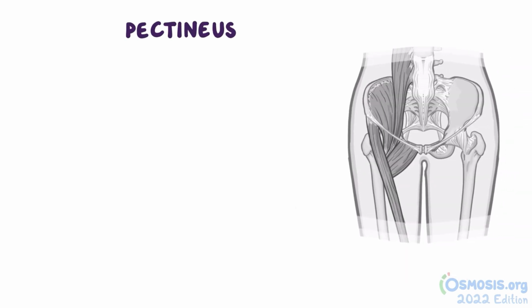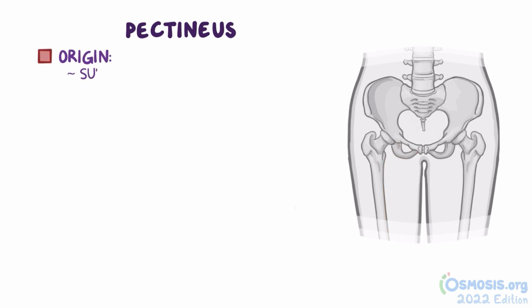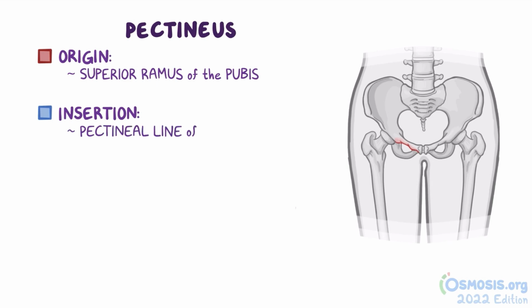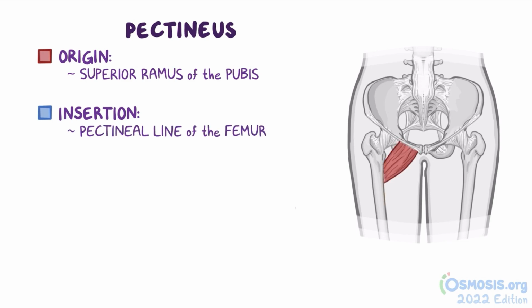The pectineus is an almost rectangular muscle located in the anterior part of the superomedial portion of the thigh, and it's often composed of a superficial and deep layer. It originates on the superior ramus of the pubis and inserts on the pectineal line of the femur, just inferior to the lesser trochanter.